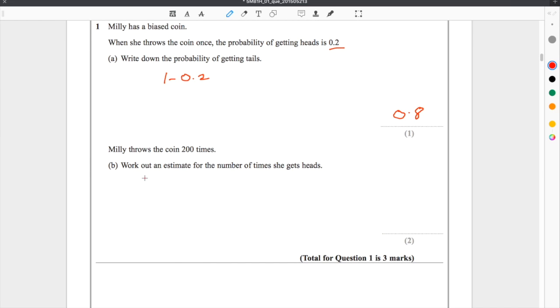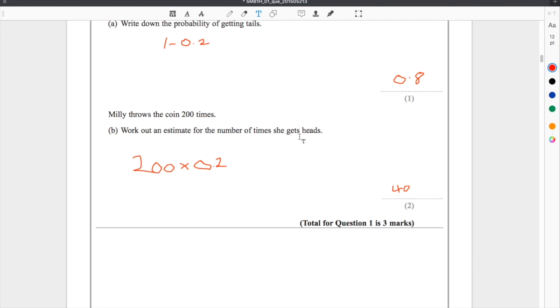Now the next part says Millie throws the coin 200 times, and we're told to work out an estimate for the number of times she gets heads. The way we do this is we look at part A, where we're told that the probability of getting heads is 0.2. So if the coin is thrown 200 times, then the number of heads is simply 200 times 0.2. We're allowed a calculator, so we can just type that in and we get 40 times, okay? So hopefully that's relatively straightforward.